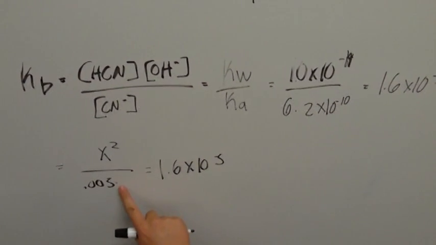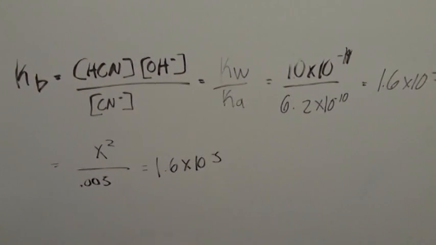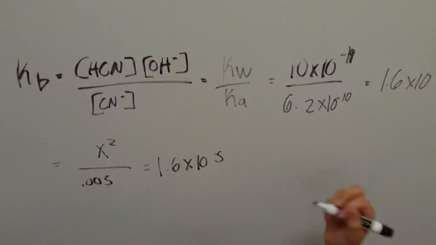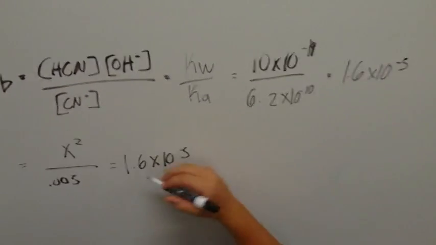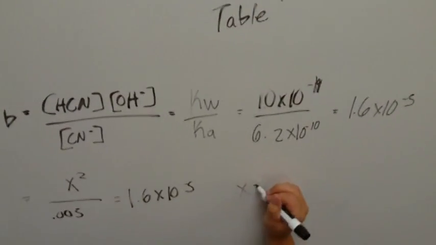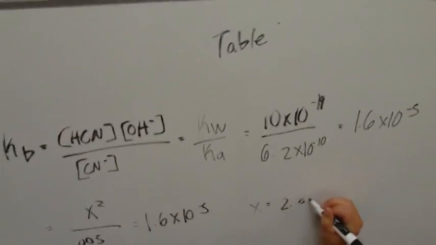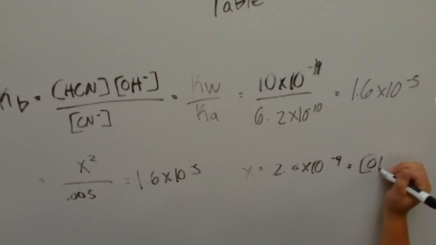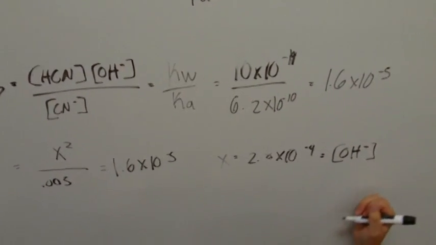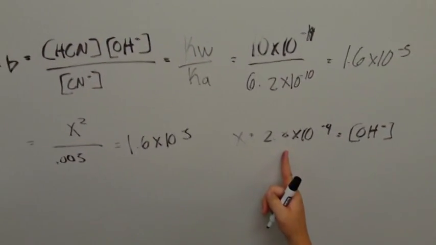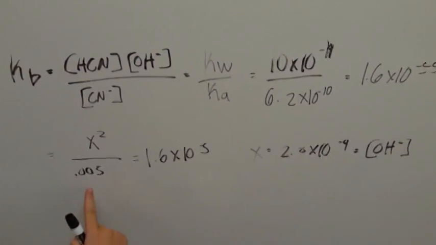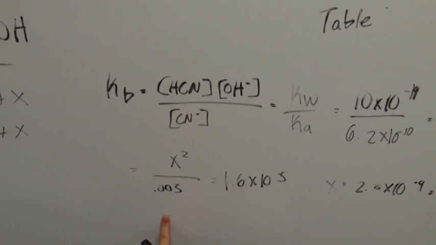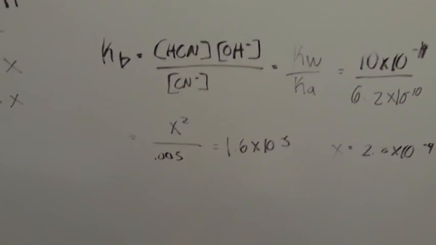We're going to make a simplification right now, but we'll later find out that we won't be able to do that. So anyways, when we do this math, we find that x is equal to 2.8 times 10 to the negative 4, which is equal to the OH negative concentration. But this is not significantly smaller than our initial concentration for cyanide. So we're going to do what they call successive approximation.